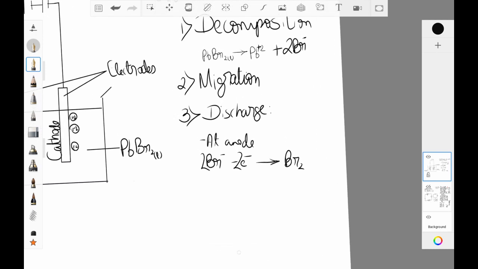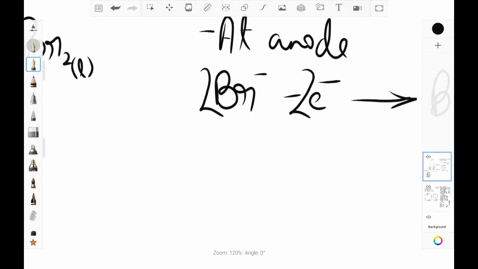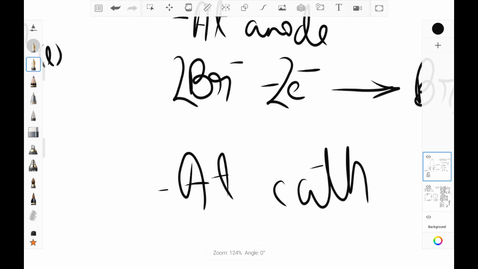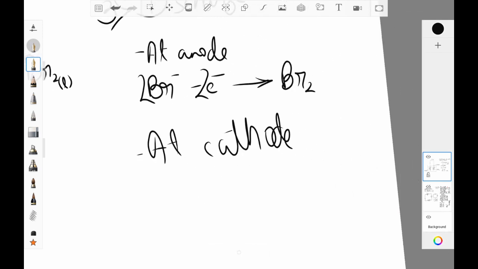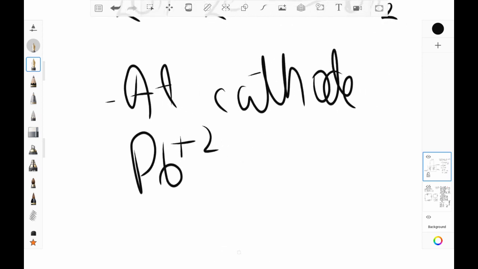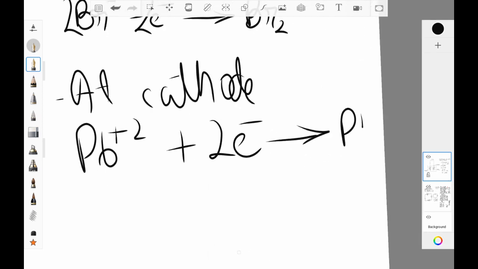This is called a half cell equation. Basically, an electrolytic cell is a complete cell in quotation marks. So if you write the ionic equation at only one of the electrodes, you're writing an equation for only half of the cell, which is why you call it a half cell equation. Now at the cathode, you have the lead ions, which is 2+. They'll gain 2 electrons to form lead.